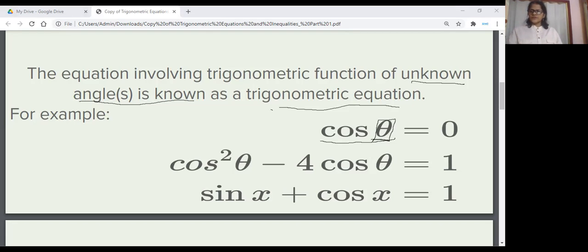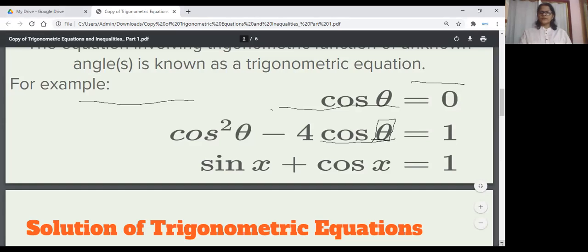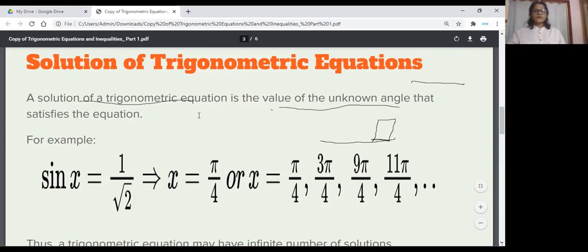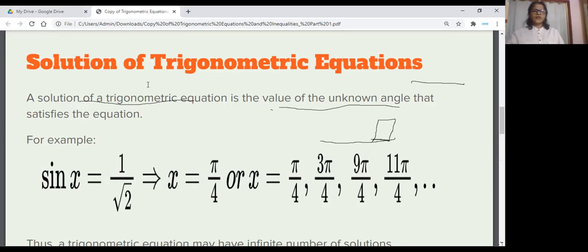So solution of the equation means what? It means the value or values of the variable that satisfy the equation, right? Similarly, in case of a trigo equation, the solution of a trigonometric equation means finding the value of the unknown angle. Now let's see. Whenever we say cos theta equal to 0, as you know, if theta equal to 90 degree, cos theta equal to 0. The solution of a trigonometric equation is the value of the unknown angle that satisfies the equation.